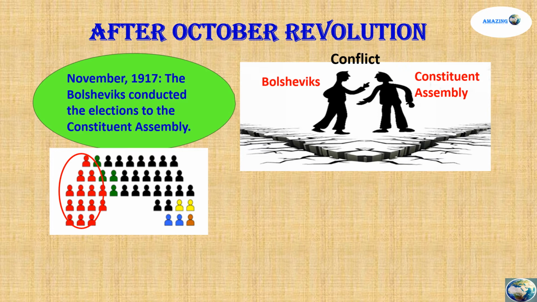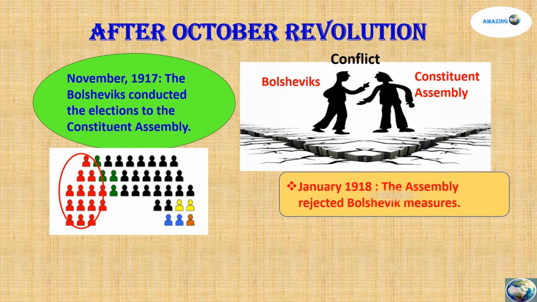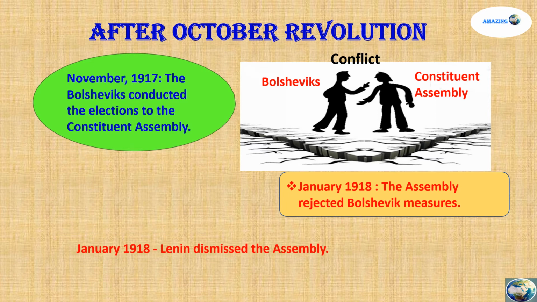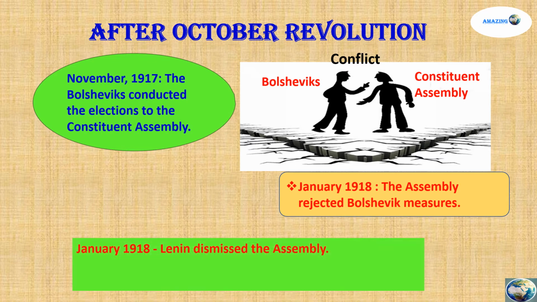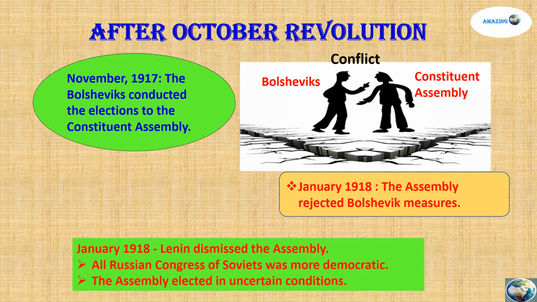A time came when, in January 1918, the Assembly rejected the Bolshevik measures because they felt they were too repressive on certain measures. And as a result, in January 1918, Lenin dismissed the assembly, giving 2 reasons. One, that the Russian Congress of Soviets was more democratic. And secondly, the assembly was elected in an uncertain condition. It was not a very favorable condition, in other words, in November 1917 when the election was held and when they came in minority. So he gave these 2 reasons for dissolving the assembly in January 1918.